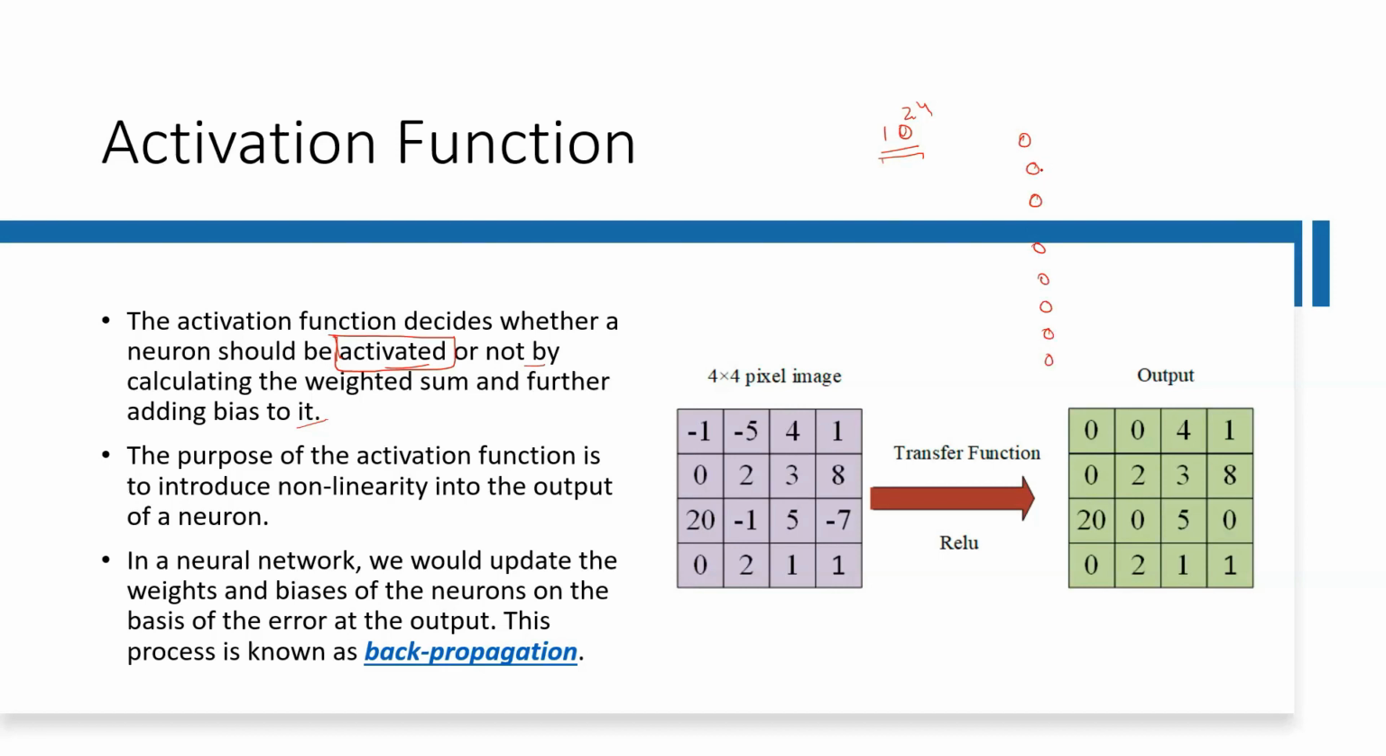So whether we are going to activate this neuron, or this neuron, or this neuron, depending upon the weighted sum and bias, this activation function decides whether we should activate it or not. The purpose of the activation function is to introduce a non-linearity into the output.